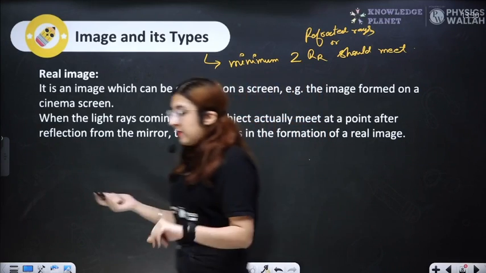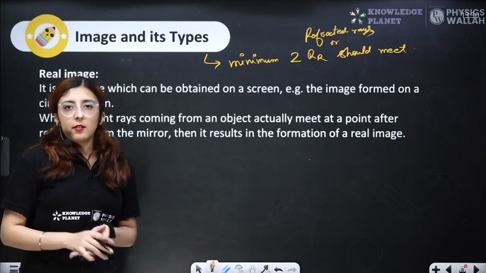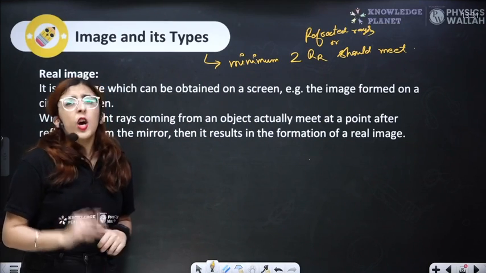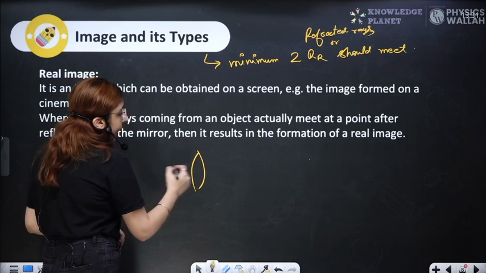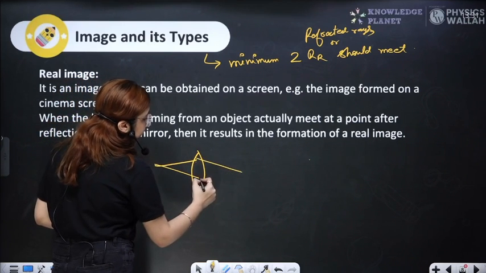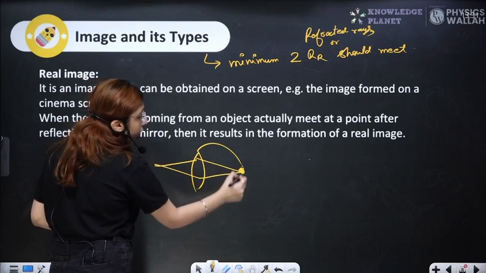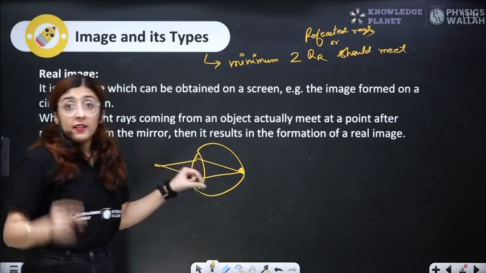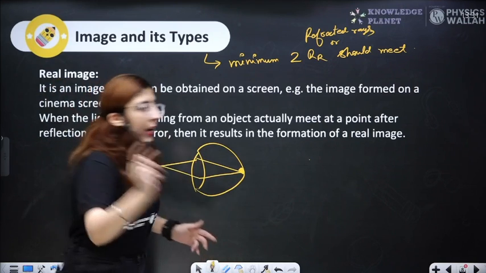Now let us take one example. All of you tend to see objects. You are using your eyes, and inside your eye, a lens is there. You know what actually is happening? When the light rays move through your lens, they get refracted and converge on the retina. As these actual refracted rays are meeting on the retina, a real image is getting formed.